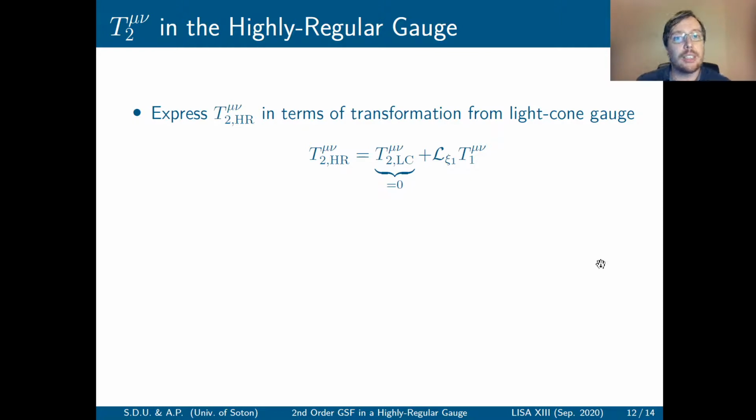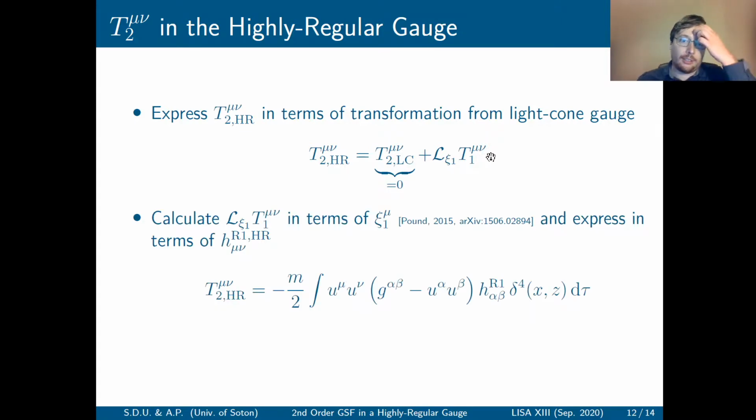Well, we express it in terms of a transformation from the light cone gauge. So T2 in the light cone gauge is 0. That's something that we can calculate. It's no trouble at all. And we also have a gauge transformation, our Lie derivative applied to T1. So T1 is invariant under gauge transformation. So T1 is the same in all gauges.